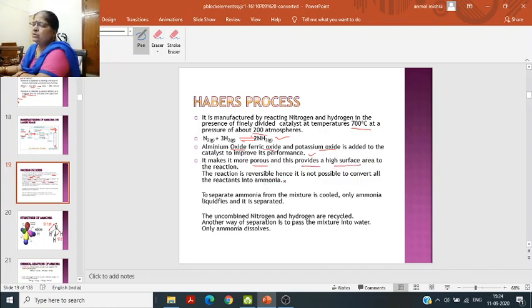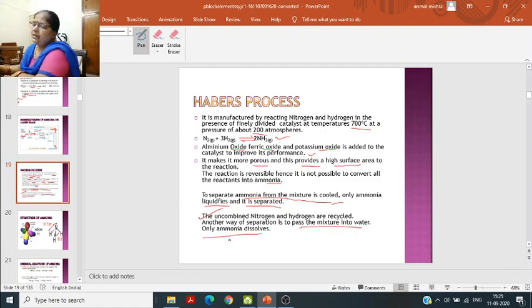The reaction is reversible, so it is not possible that all of the reactants convert into ammonia, but most of them get converted. To separate ammonia from the mixture, it is cooled; only ammonia liquefies and the rest do not, and the uncombined nitrogen and hydrogen are recycled. We explained this in the diagram, the same thing is written here also.